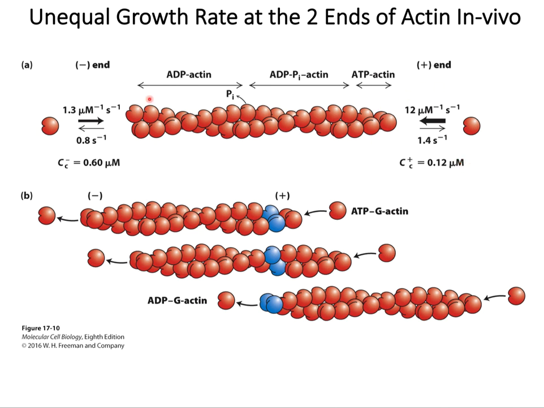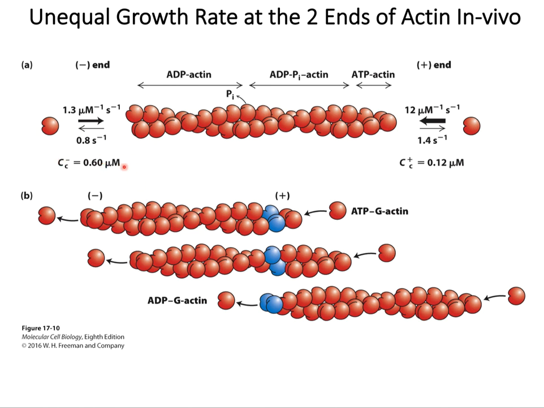But what happens at the minus end? As the rate of addition is much slower and the rate of dissociation is closer to the rate of addition, right here, 0.8 to 1.4, the critical concentration, which is the Cc minus, is 0.8 over 1.3, which is approximately 0.6 micromolar.